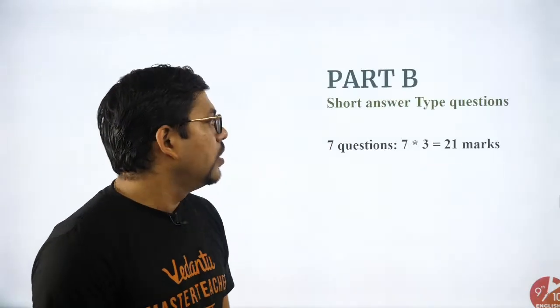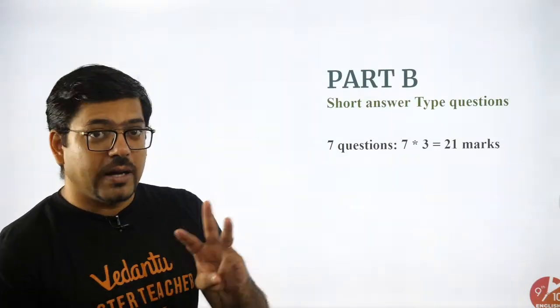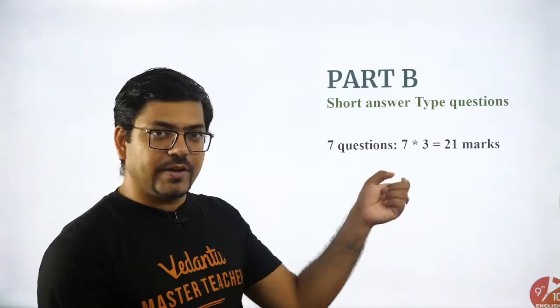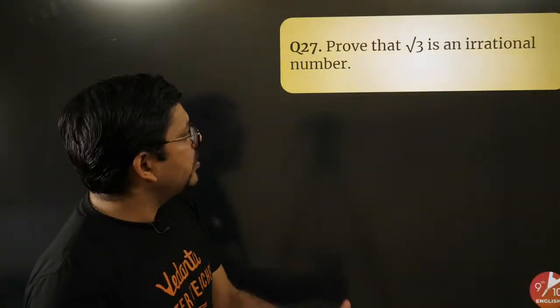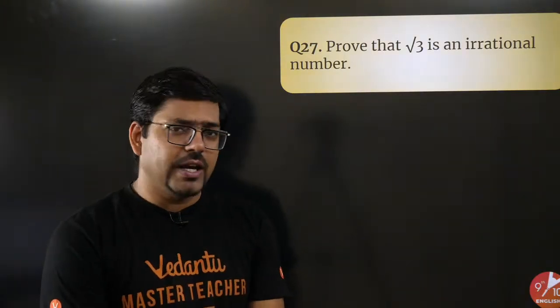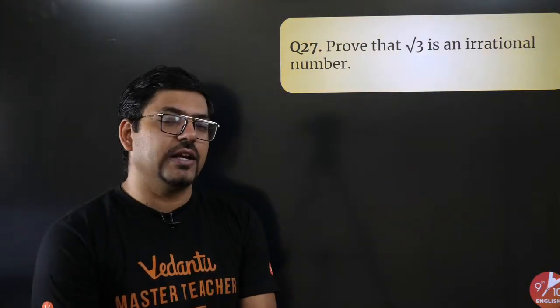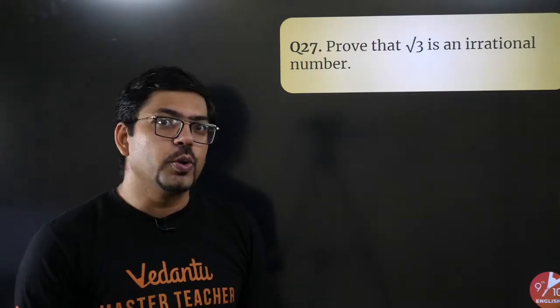Okay? Now, second part, that is 3 marker questions. In these 3 marker questions, we have 7 questions having 3 marks. Let's see them as well. First question, prove that root 3 is an irrational number. Very, very ultra easy question. We have been seeing this question since like 2 years back.